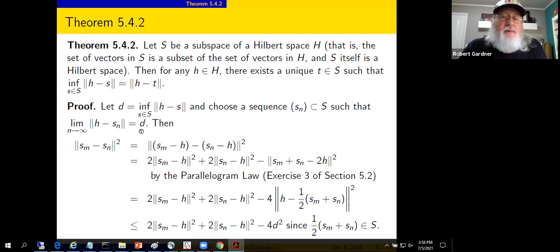Properties of infimums. So we've written the distance in terms of this limit. Then in that sequence, notice if we take S sub m minus S sub n, norm squared, that can be written as S sub m minus h minus the quantity S sub n minus h. The minus h is canceled, so you can't argue with that arithmetic. And we'll take a norm and square it, and then deal with this in terms of the parallelogram law, which is stated in section 5.2 as one of the exercises.